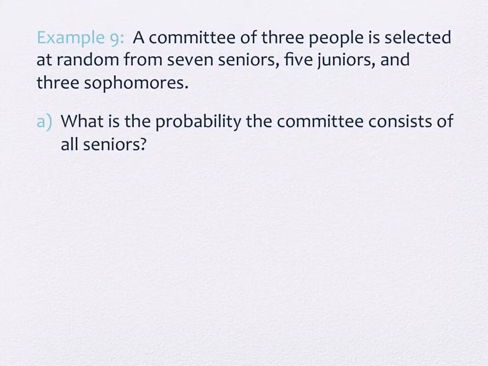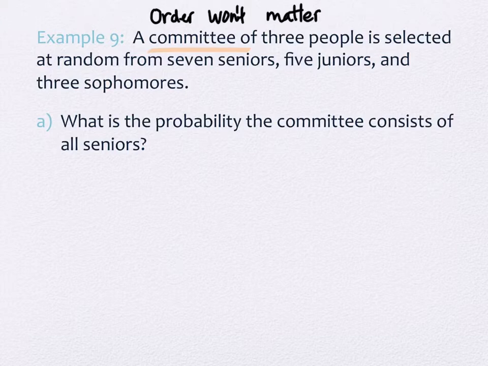Okay. Committee of 3 people is selected at random. There are 7 seniors, 5 juniors, and 3 sophomores. So here's one of these sort of keyword things. If we're selecting a committee, I mentioned this before, if it's a committee versus a president, vice president, treasurer, then the order doesn't matter. Everybody with me so far? Okay, we've got 3 people we're selecting for this committee. The first question wants to know, what is the probability the committee consists of all seniors?